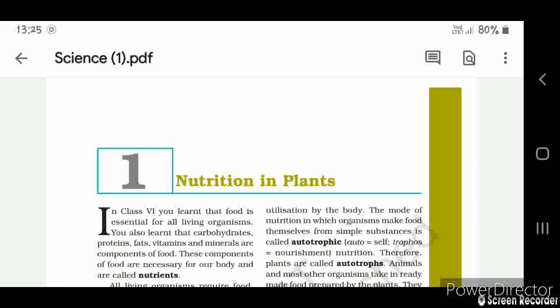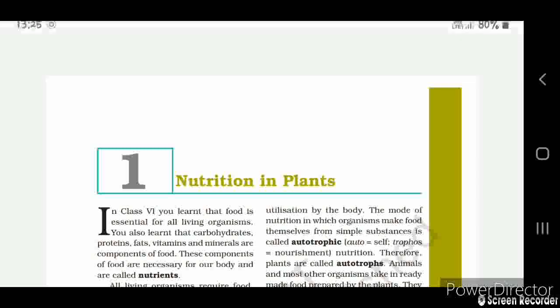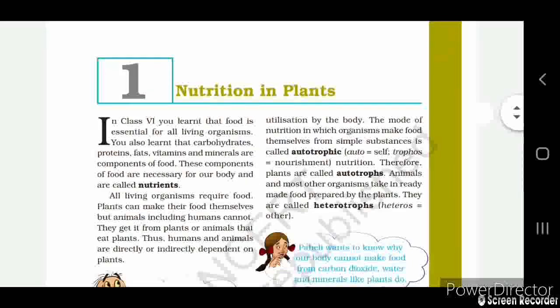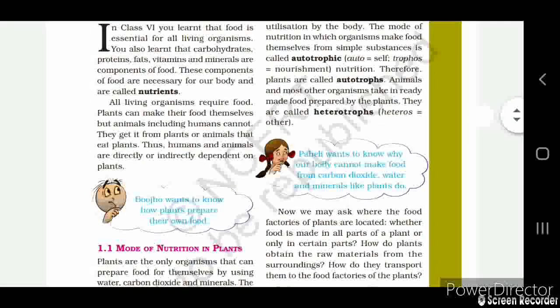So today I'm going to explain to you your 7th standard science first chapter, Nutrition in Plants. In your lower classes you have learnt about carbohydrates, proteins, fats, vitamins, minerals and many other components of food. These components of food are necessary for our body, and this mixture is called nutrients.